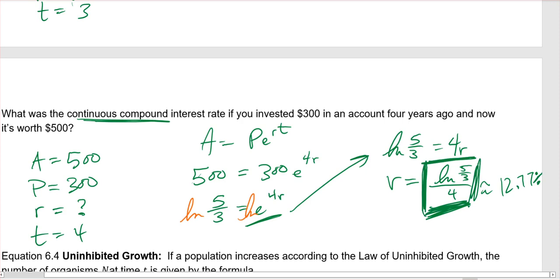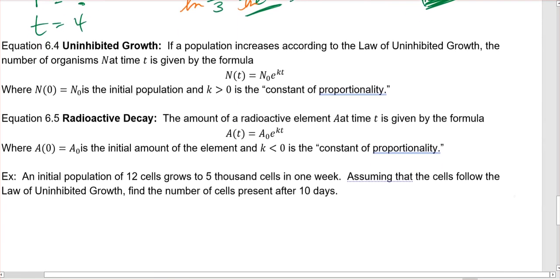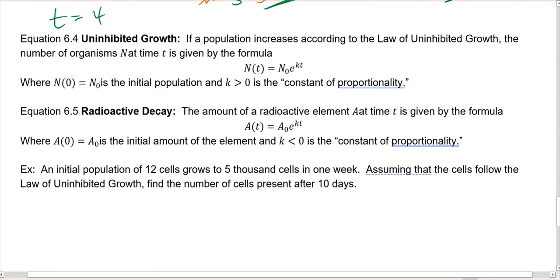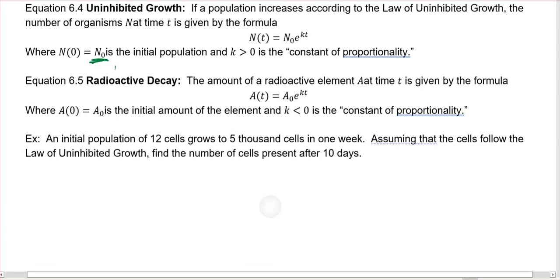Okay, good. Now for other applications. So uninhibited growth and radioactive decay, both of these have the same formula. They might not look the same, but they're the same, right? So for both of these, N sub 0 is the initial population, so that's the amount we start with. So think of principal.